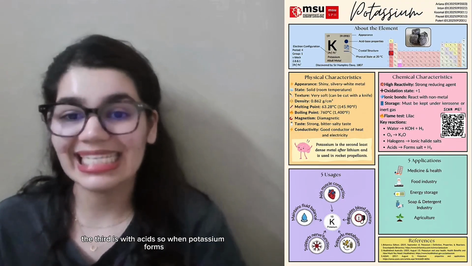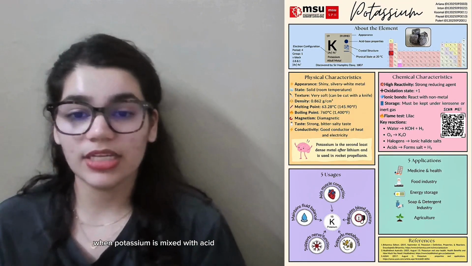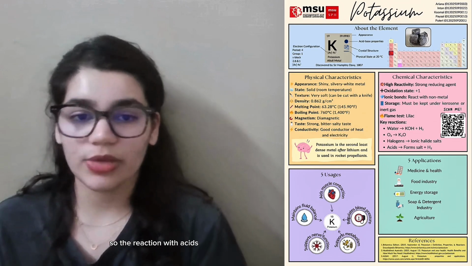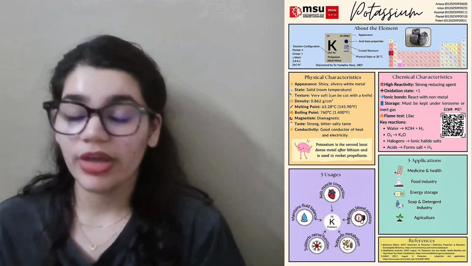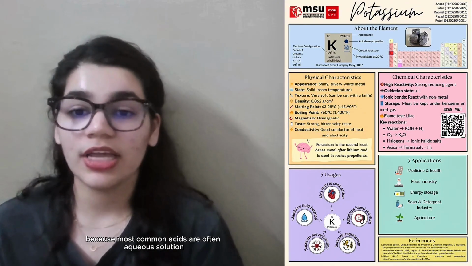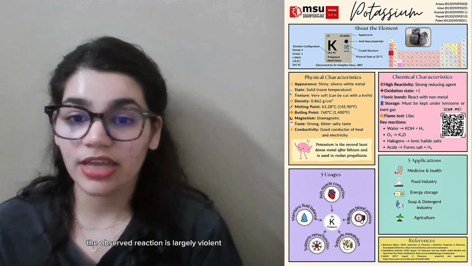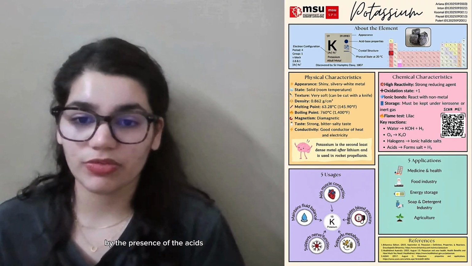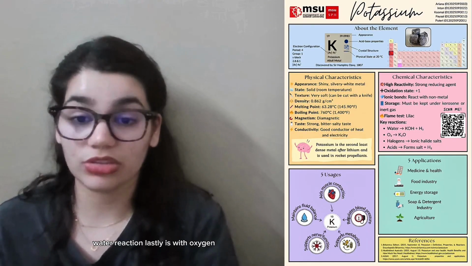The third is with acids. When potassium is mixed with acid, they will form salt and hydrogen gas. The reaction with acids, for example HCl or H2SO4, is very vigorous and exothermic. However, because most common acids are aqueous solutions, meaning they contain water, the observed reaction is largely violent and the same as the reaction with water. This is often more complicated by the presence of the acids. It's essentially a slightly modified version of the metal-water reaction.